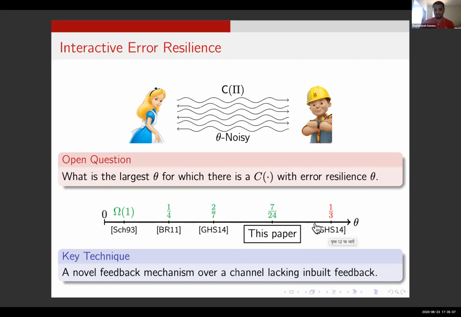Our approach is that over the channel that has no feedback, we try to incorporate some aspects of a channel with feedback. We do not go all the way to a channel with perfect feedback, but whatever weak implementation we have of feedback over a channel lacking feedback allows us to improve the error resilience from 2/7 to what we get, which is 7/24.